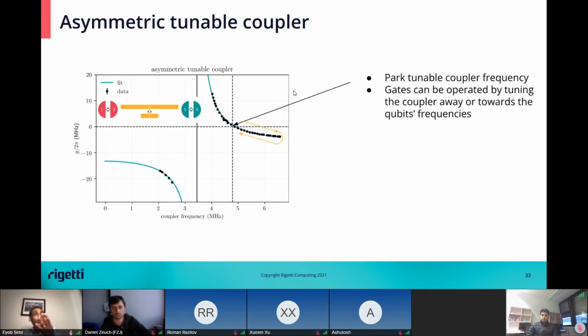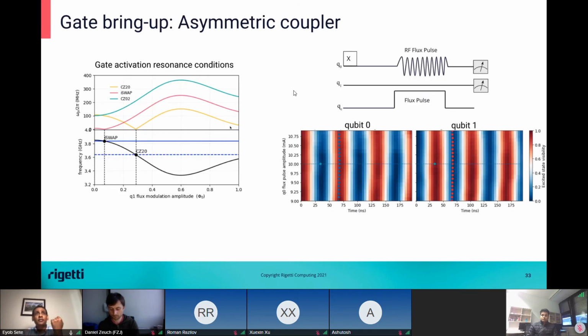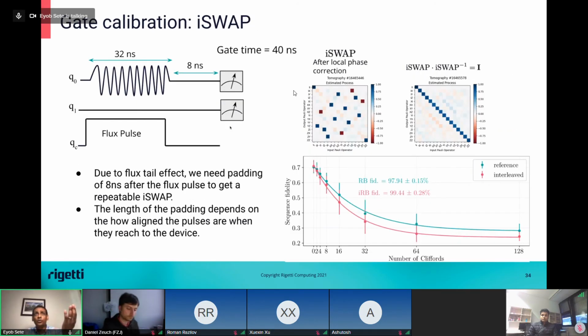We did the same thing for the symmetric tunable coupler. Again, you park it here. Either you go there to get higher G, or you can go to F max of the tunable coupler and come back. That's how we operate and run CZ the same way. It's about a 14 nanosecond iSWAP, and again, you can repeatedly get 99% fidelity.